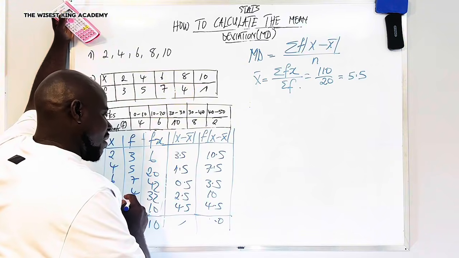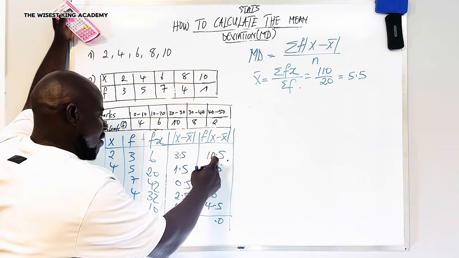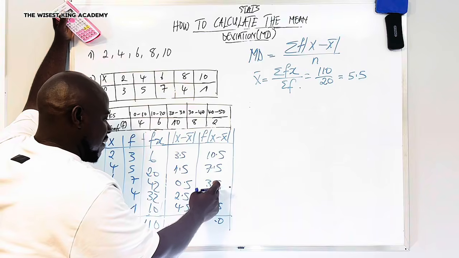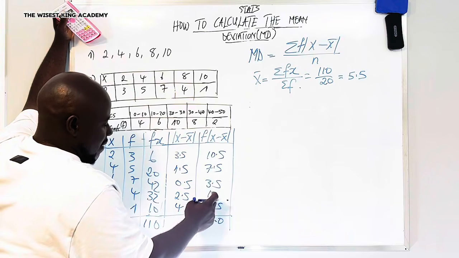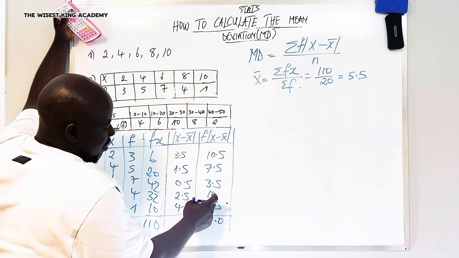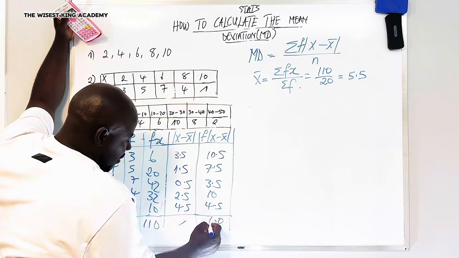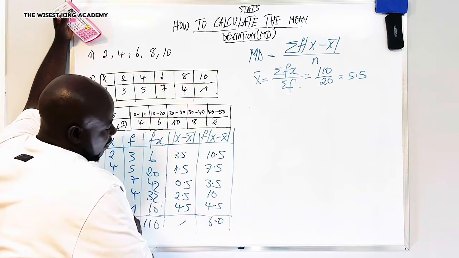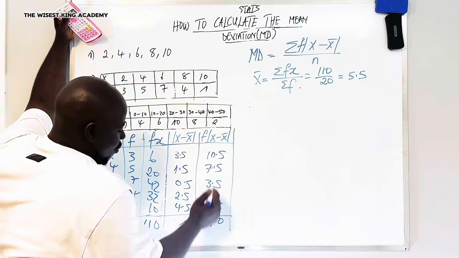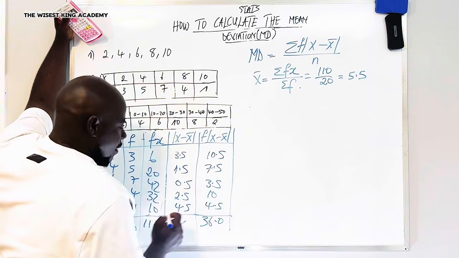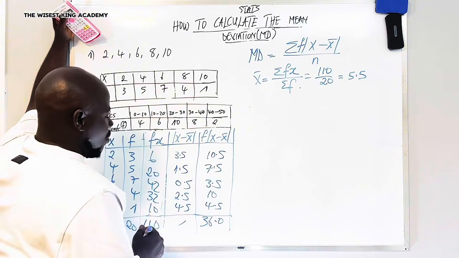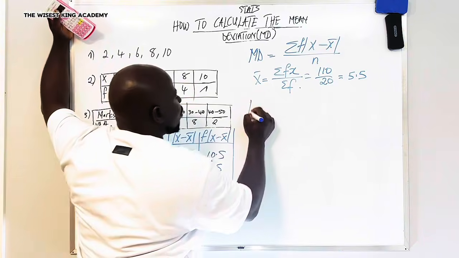Can I do my addition again? This is 10. 10 plus 0, 10, 14. That's 6. And carry 1. So 1 plus 1, 2, 3. So that's 36.0. So we want to calculate our mean deviation now.